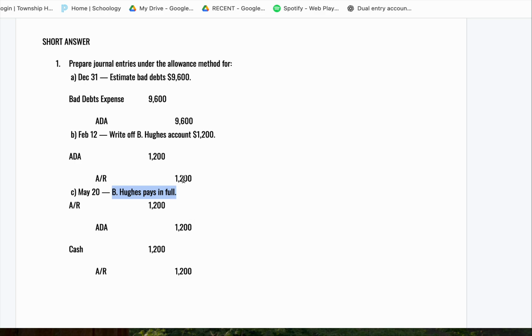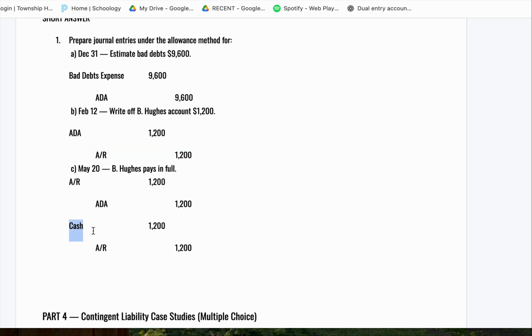And so what you first have to do is undo what you did on the write-off. So you have to debit accounts receivable and credit allowance for doubtful accounts to undo what you did up here. And then you close it out just like you would any other accounts receivable, with a debit to cash and a credit to accounts receivable.